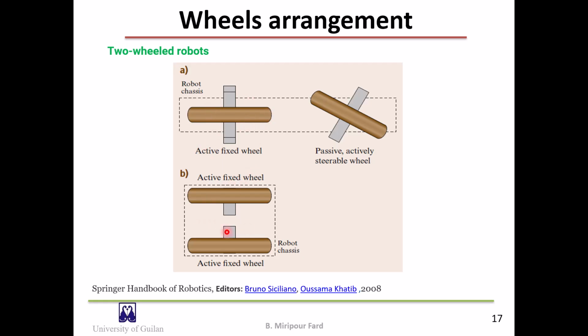At the bottom of the slide, a two-wheel differential drive robot is shown. It's possible to achieve static stability by accurately placing the center of gravity on the wheel axle.